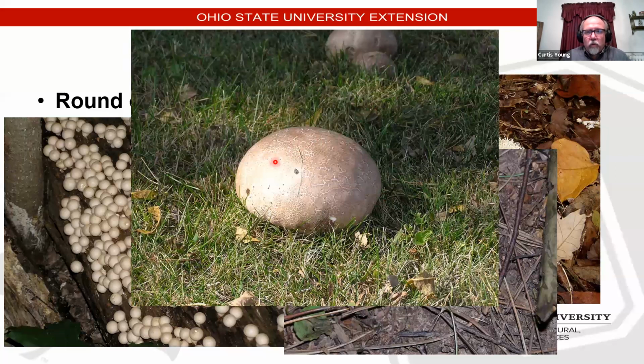And as it matures, it goes from having a white interior to a yellowish interior. And eventually, when it's fully mature, it will be purple on the inside. And so this one is the purple spored puffball.